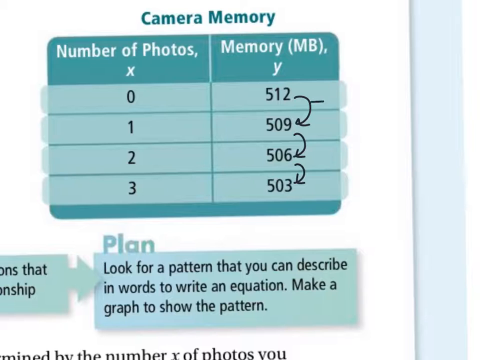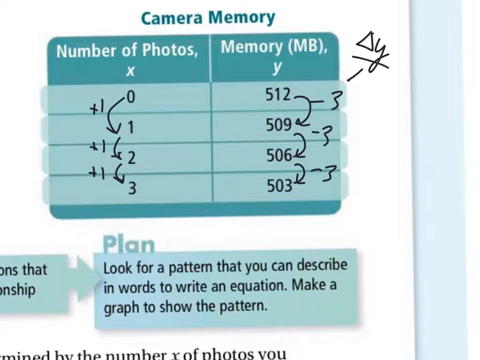So the pattern is, with our Y values, they're subtracting 3 every time. And we always want to look at our X's also. With the X's, each time they are adding 1. So if we think about this, our slope is change in Y over change in X. We're subtracting 3 for our Y values, and we're going up 1 for our X values. So that slope would be -3.